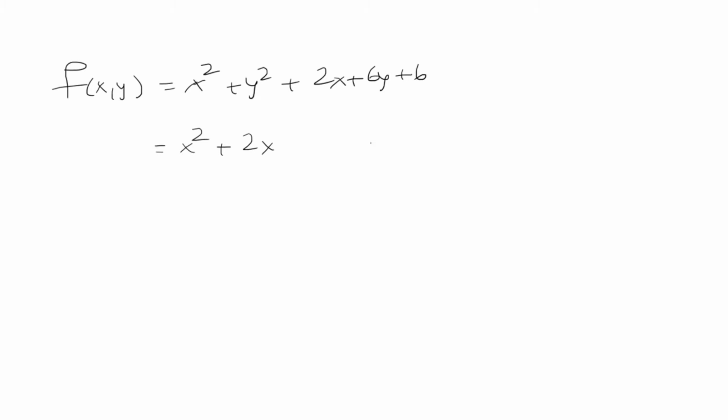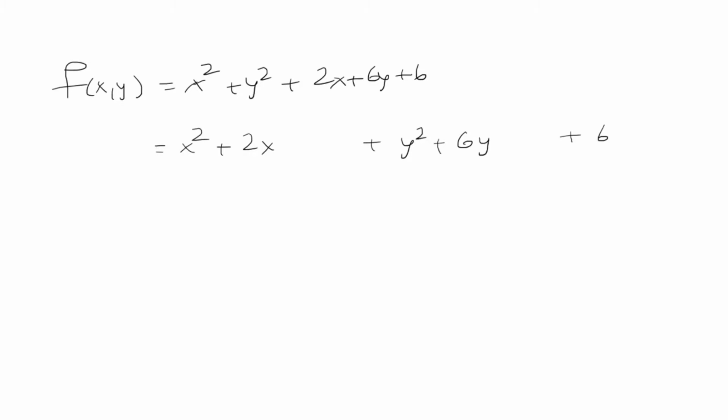Now we want to find the critical points of the function by completing the square and then verify the results using the partial derivative test. Okay, so we have a function f(x,y) equals x squared plus y squared plus 2x plus 6y plus 6. Let's group all the x's together, and then let's group all the y's together. And the 6 here, I'm just going to throw it at the end.